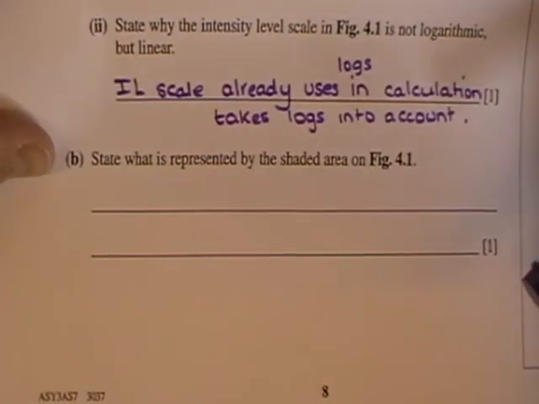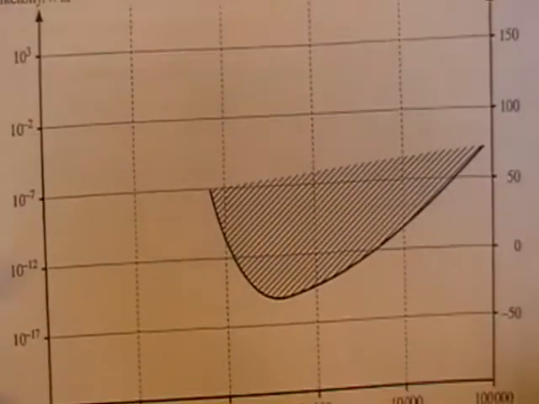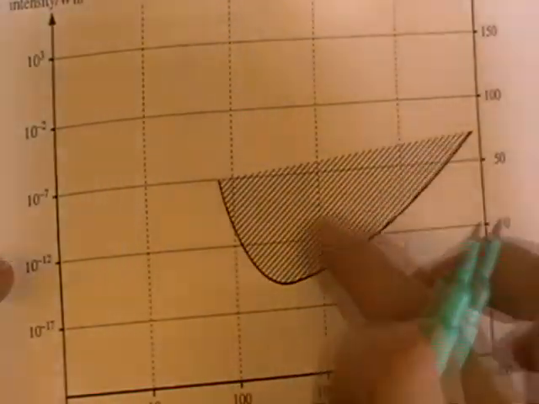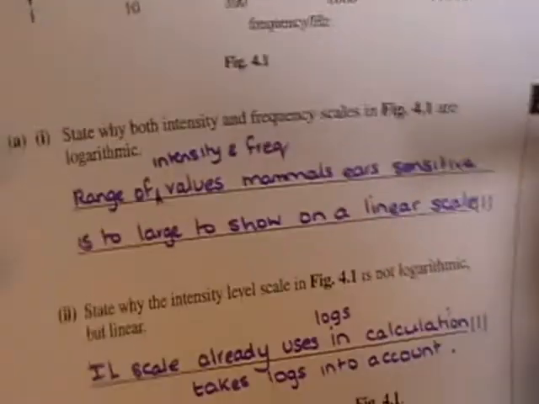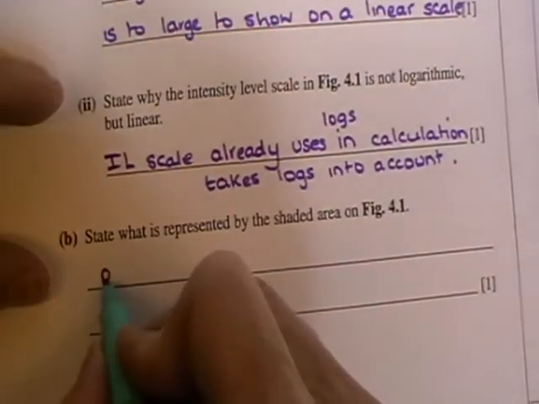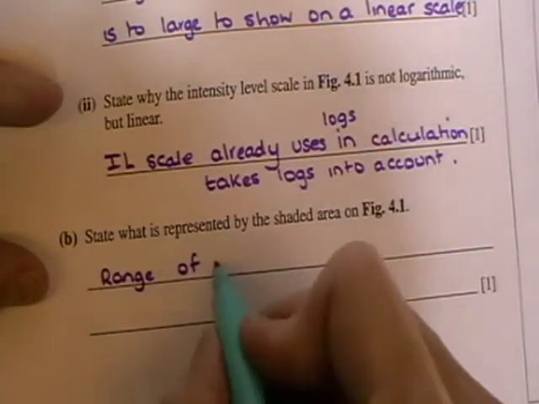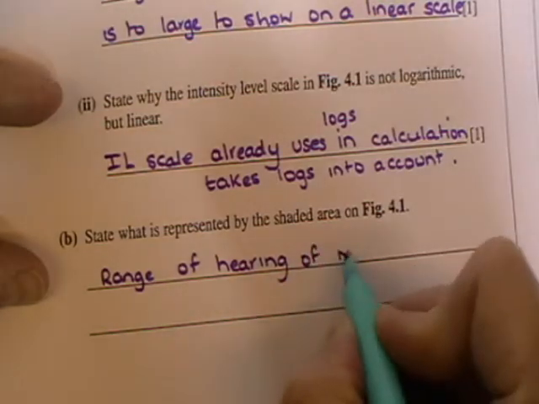State what is represented by the shaded area on figure 4.1. And just like humans, this is a range of values of intensity and frequency that the mammal can actually hear. So this is the range of hearing of the mammal.